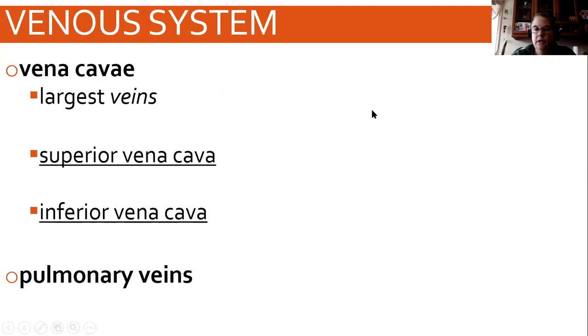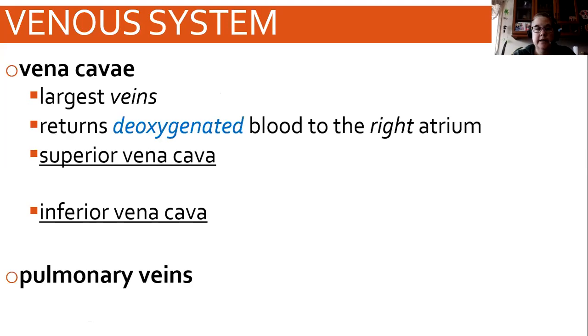All right, and you should already know that. So our largest vein, the biggest vein in our body, is the vena cava. Vena cava just means I'm talking about the superior and inferior, so that's just a plural form. It returns deoxygenated blood to the right atrium.